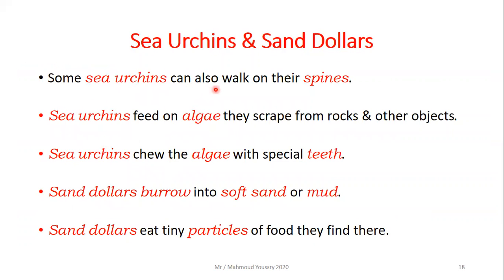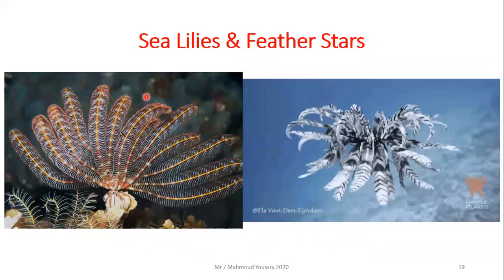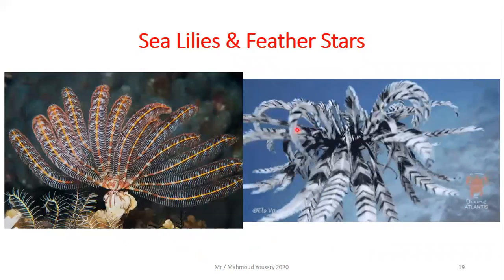Some sea urchins can also walk on their spines. Sea urchins feed on algae that they scrape from rocks and other objects. Also, sea urchins chew the algae with special teeth. Sand dollars burrow in the mud or in the soft sand and also eat tiny particles of food that they find there.